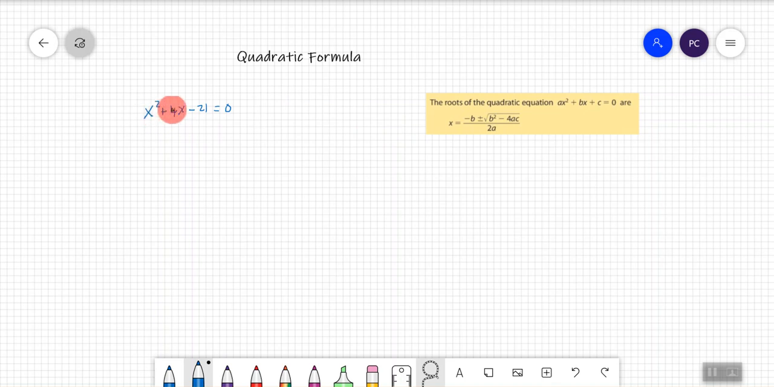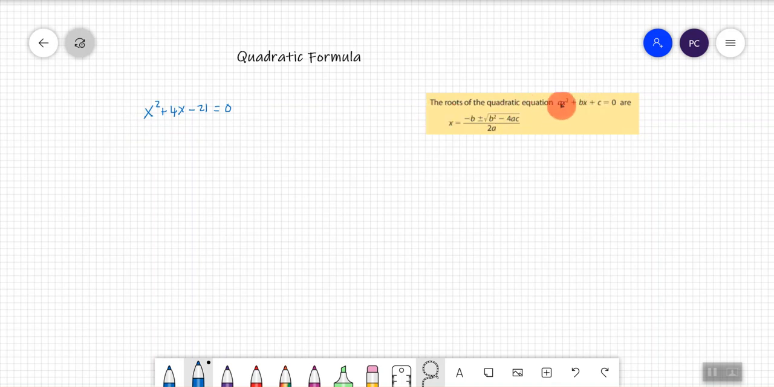So if we have a look at this example here, this is an example of a quadratic equation. Why is it a quadratic? Because it has this x squared value. And generally, quadratic equations are in this form: ax to the power of 2 plus bx plus c.